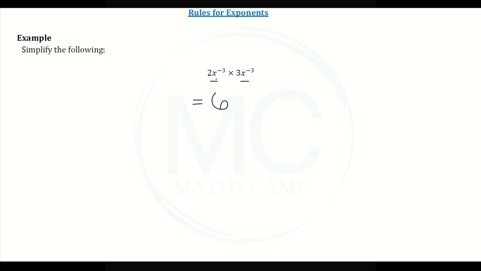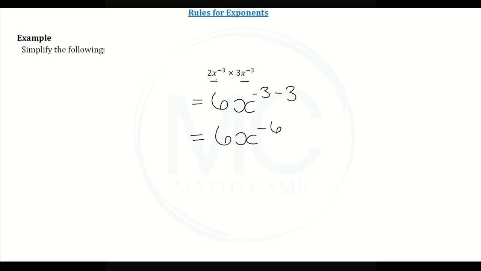Now we can multiply our x values. So we have x to the power of negative 3. We're going to multiply by x to the power of negative 3, so we can add our exponents. Negative 3 plus negative 3 becomes negative 3 minus 3. Now we have 6x. Negative 3 minus 3 gives us negative 6.